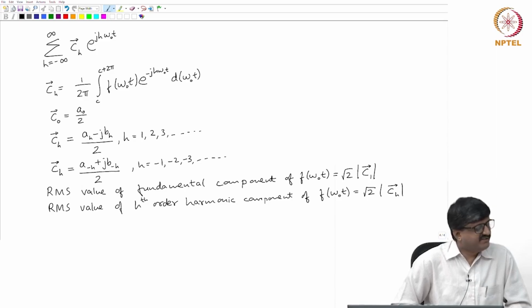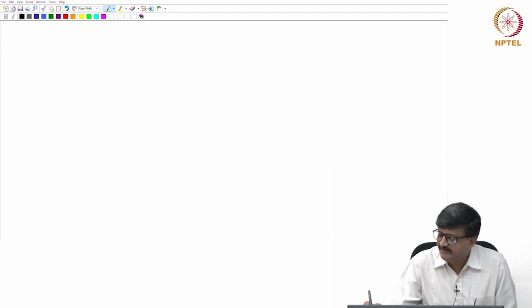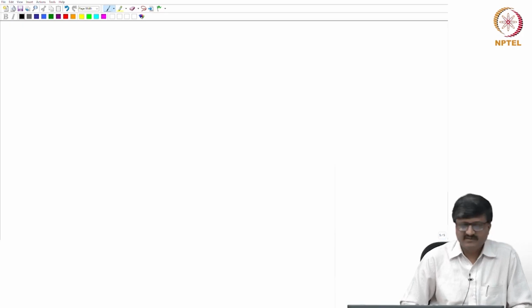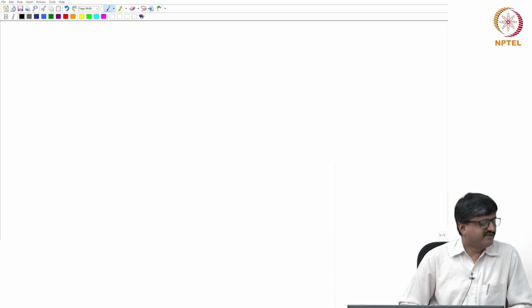It is possible when these waveforms have some sort of symmetry. There are various forms of symmetry that a periodic waveform can have, and depending on that, there are simplifications. I will just start with some definitions, and I will get into the details in the next class.